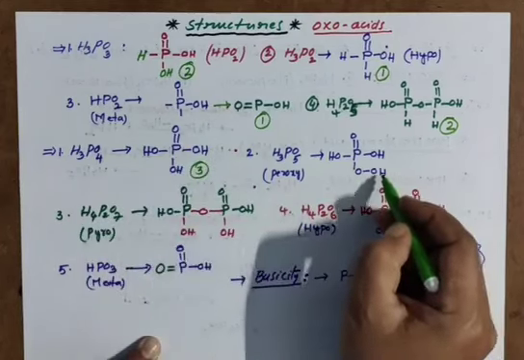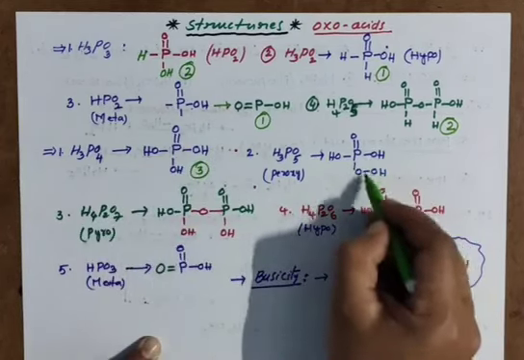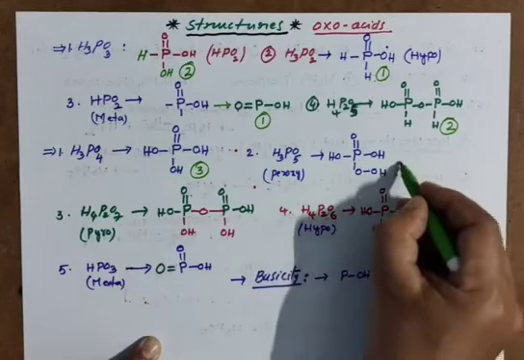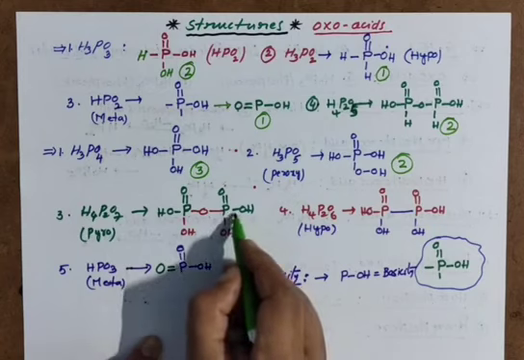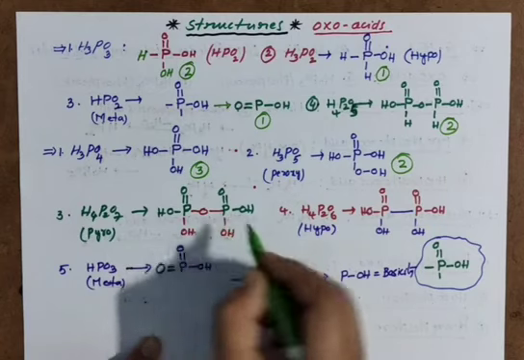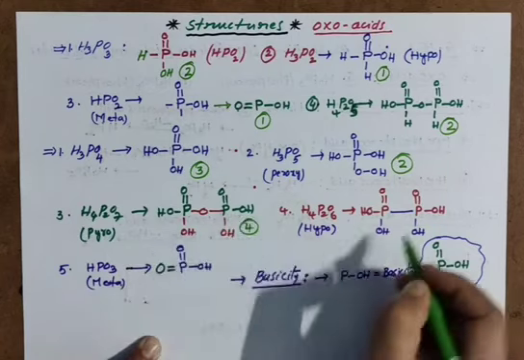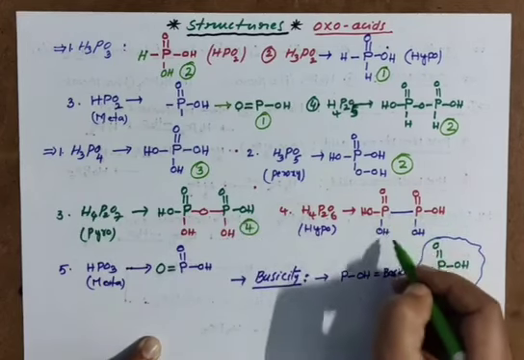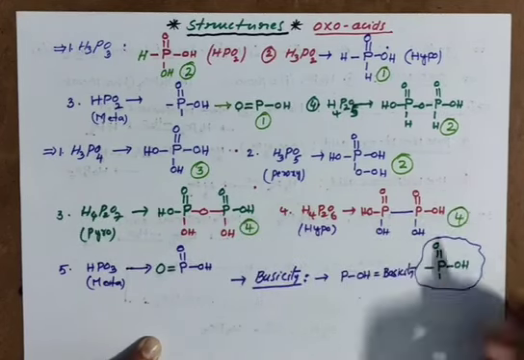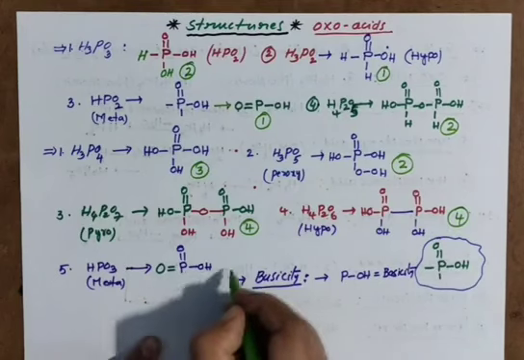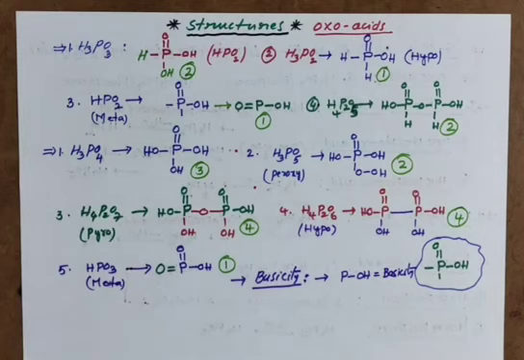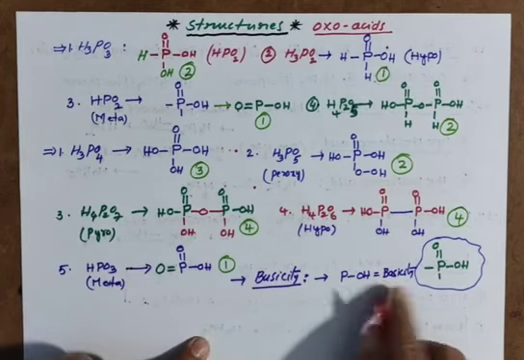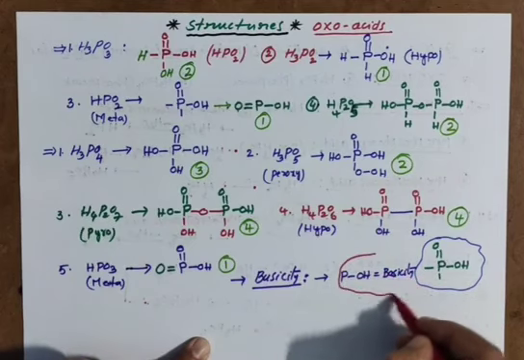Look here, how many POH? 1, 2. This is not POH, this is POOH. Basicity 2. Here how many POH? 1, 2, 3, 4. So basicity is 4. Here how many? 1, 2, 3, 4. Basicity is 4. Here how many POH bonds? 1. Basicity is 1. So if you draw the structure, the number of POH bonds is equal to basicity.